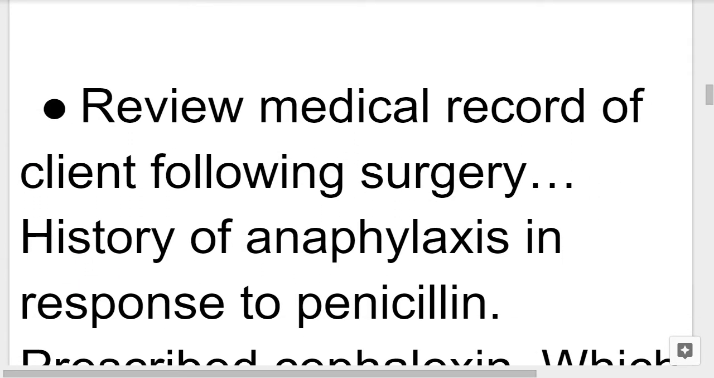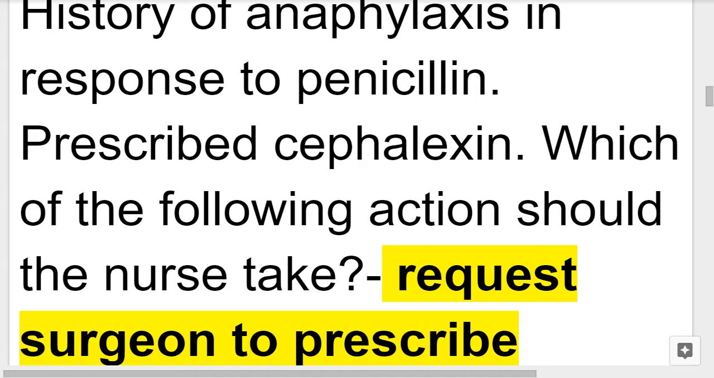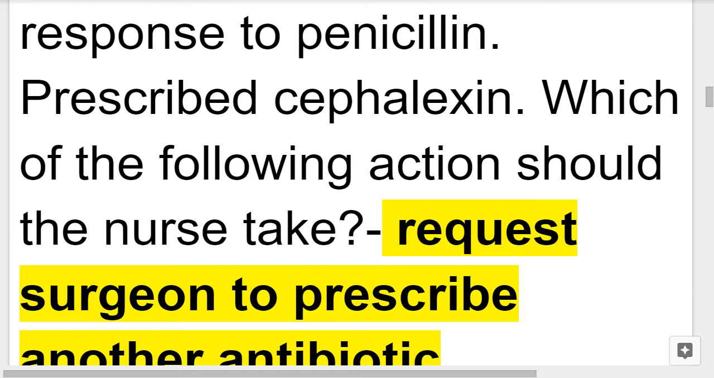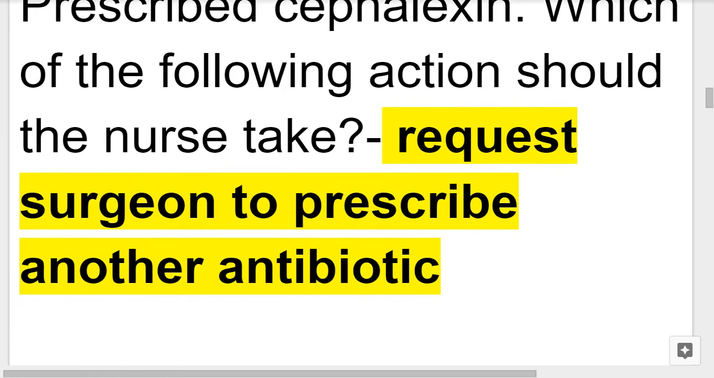Review the medical record of a client before surgery. The history shows anaphylaxis in response to penicillin. The surgeon prescribes cephalexin. Which of the following actions should a nurse take? Request the surgeon to prescribe another antibiotic, because cephalexin and penicillin are cross-reactive and it is not going to work well.